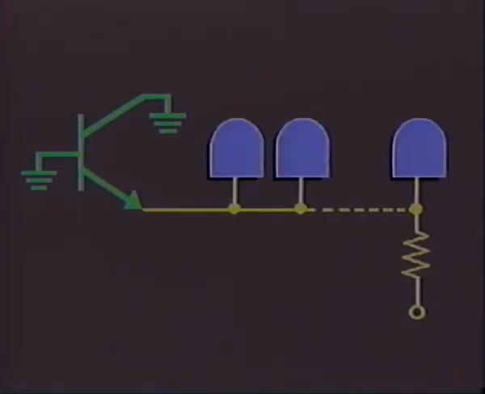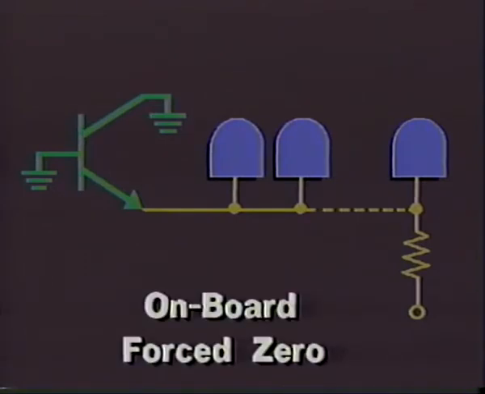Microtransistors are also used on the XMP circuit boards. Microtransistors are used to disable an unused gate. They create an onboard forced zero. The base and collector are tied to ground, and the emitter is tied to the input of the chip. One microtransistor can drive a maximum of 10 onboard forced zeros.